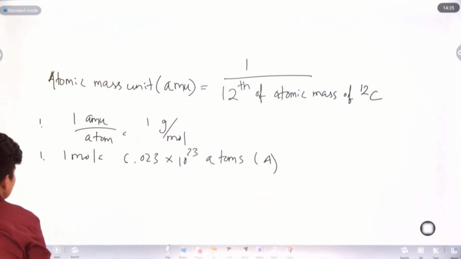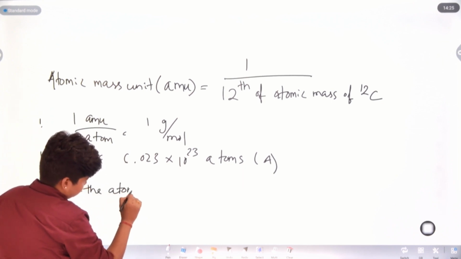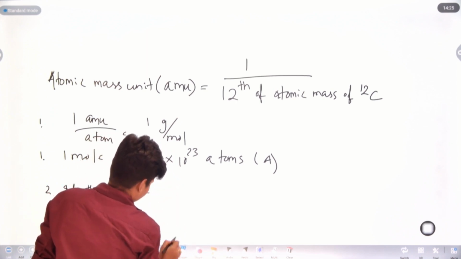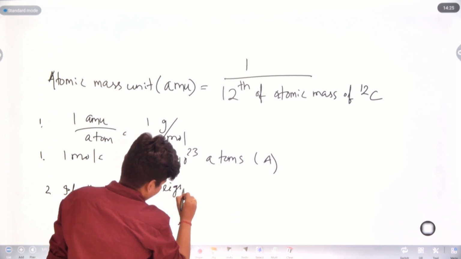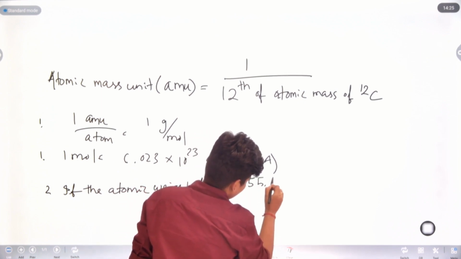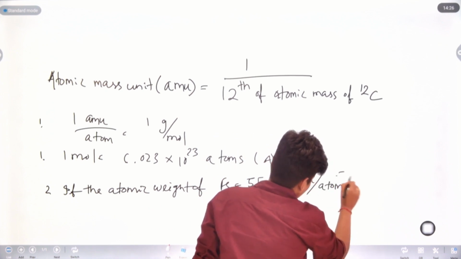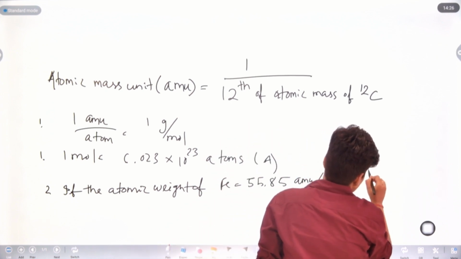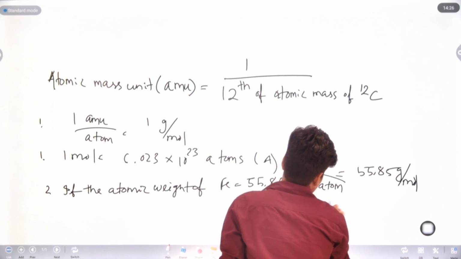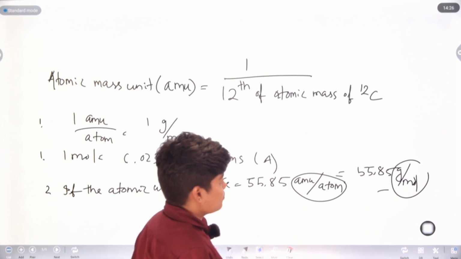Okay, and let's take one example. If the atomic weight of iron is 55.85 AMU per atom, then the mass will be 55.85 gram per mole, because 1 AMU per atom is 1 gram per mole. That means in 1 mole, 55.85 gram of iron is there.